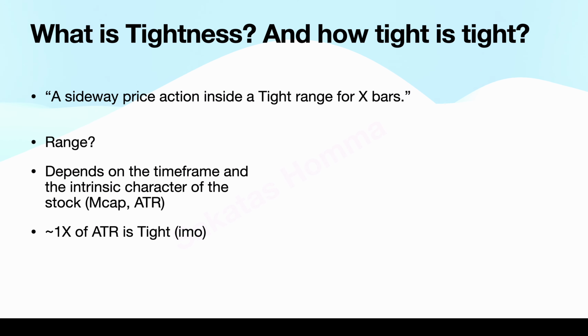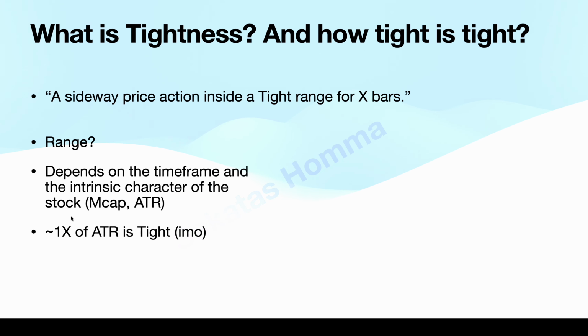if there is a large cap stock which is getting tight inside a 4% range, okay, is that tight enough? Because large caps generally don't move that much, okay. Now, if there is another stock which is a small cap or a micro cap which is getting tight in a very small range, let's say 3%, 4%. Now that is tight, right? So that is where the intrinsic character of the stock comes in, and more importantly, ATR.